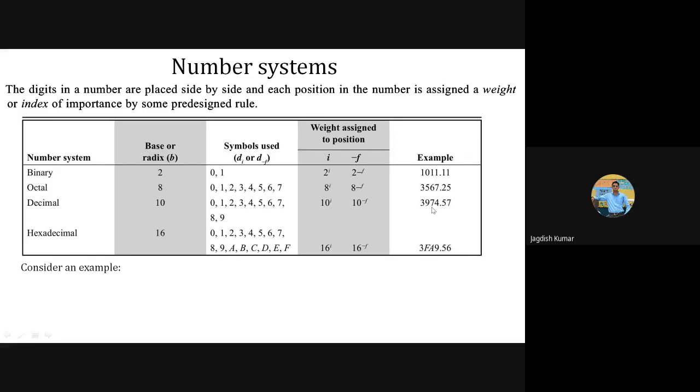Units place, 10's place. Where is 9 sitting? For i equal to 2. So i equal to 2 means 10 raised to the power 2, which means 100. So 9 is sitting at the 100's place. 3 is sitting at the 1000's place, and so on.